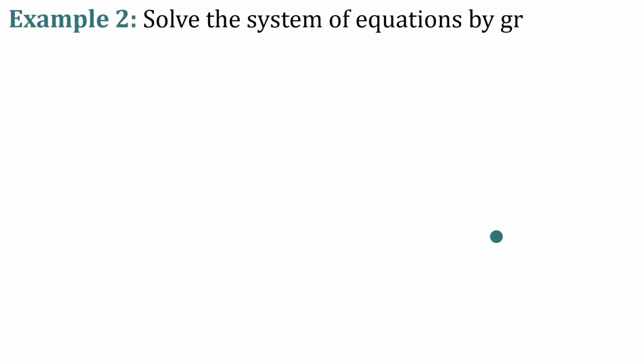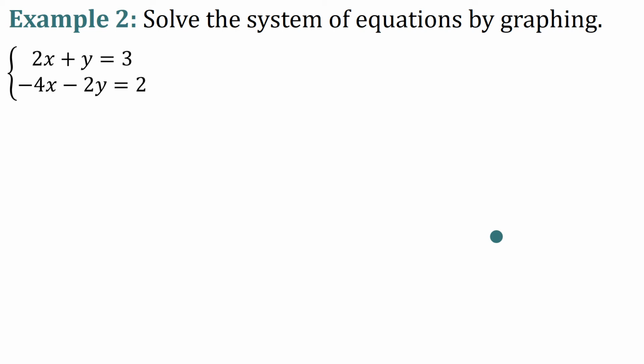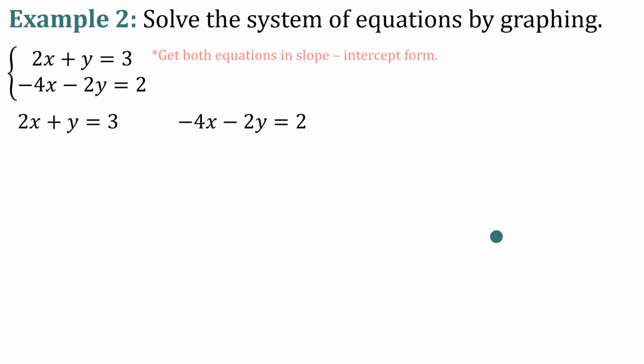Let's look at a second example. That dot was not supposed to be there. We have 2x plus y equals 3 and negative 4x minus 2y equals 2. Once again, we need to get both equations in slope-intercept form. So starting with the first equation, we need to subtract 2x from both sides, so y equals negative 2x plus 3. And the second equation, we're going to add 4x to both sides, so negative 2y equals 4x plus 2. And then we're going to divide everything by negative 2, so y equals negative 2x minus 1.